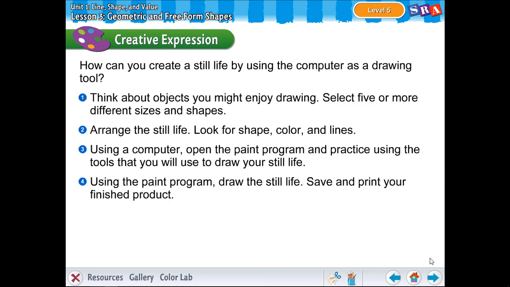Think about the objects that you might enjoy drawing. Select 5 or more different sizes and shapes. Arrange the still life and look for shape, color, and line.